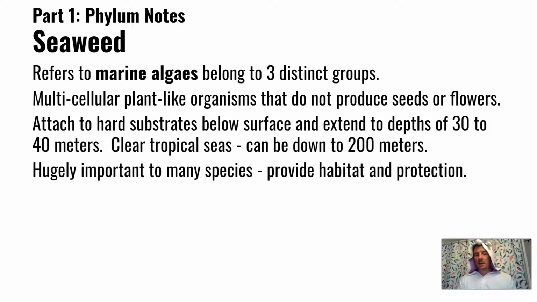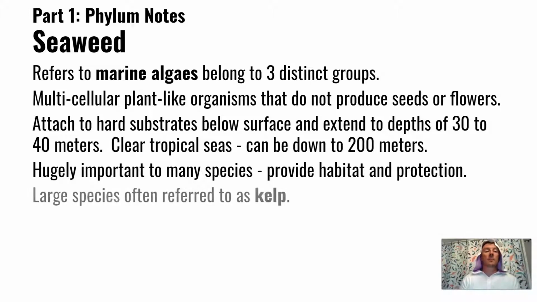They're hugely important to many species. They play a major role in the ecosystem. They generate what are called kelp forests, and these are important, critical habitat for many, many species, fish, and many invertebrates as well. They find home and refuge there, and parts of their life cycles are dependent on these kelp forests. Large species we often refer to as kelp.